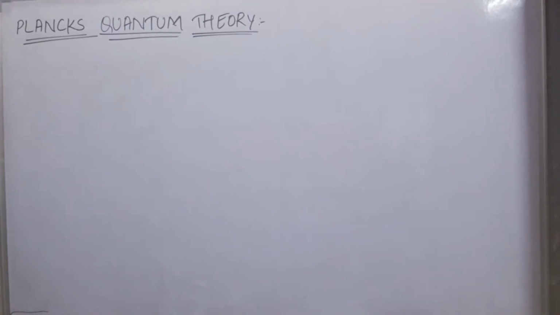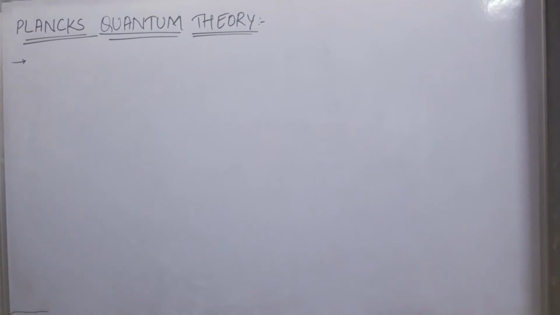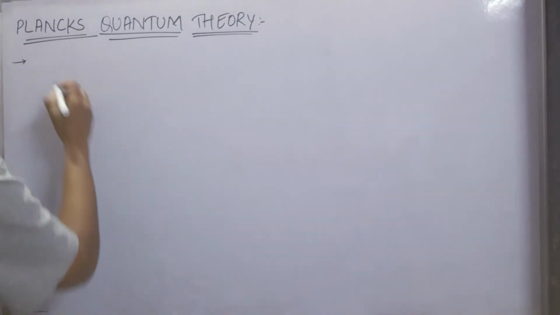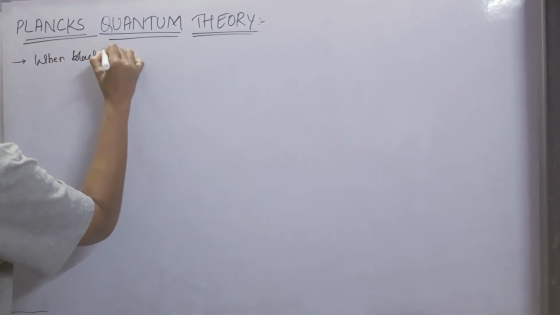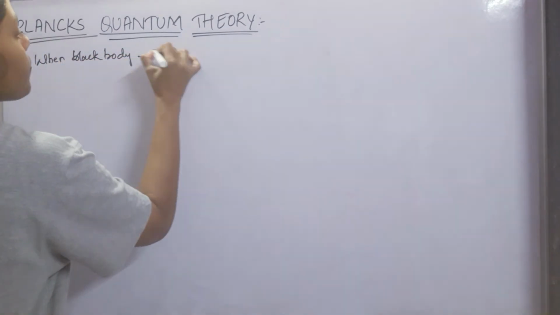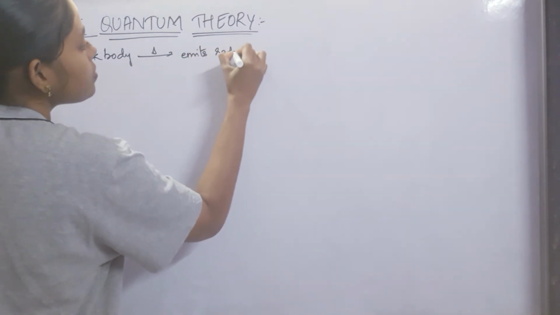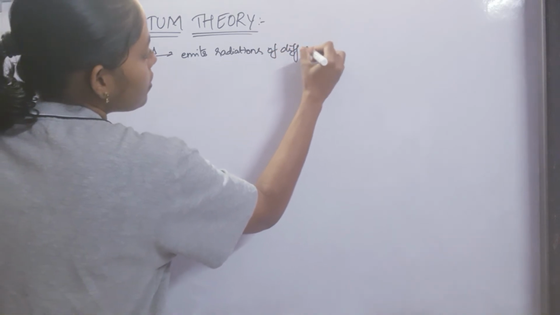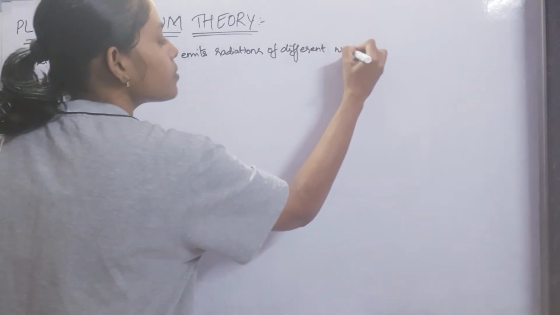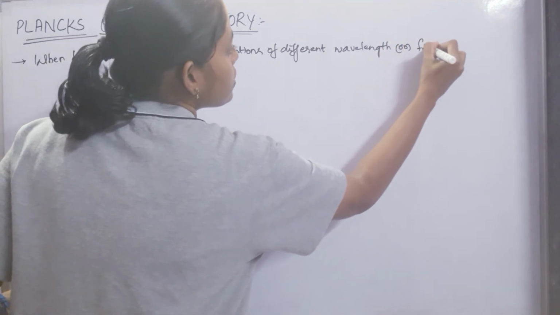So now let us see Planck's quantum theory. As we have seen in black body radiation, when the body is heated, it emits radiations. So here the first point we will be writing is, when a black body is heated, it emits radiations of different wavelength or frequency.